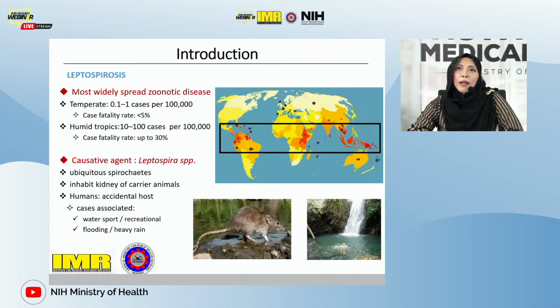Leptospirosis is the most widely spread zoonotic disease worldwide. The highest disease burden is in the temperate and tropical regions, where the case fatality rate ranges from 5 to 30%. The causative agent is Leptospira species, which can be found in the environment and also in the kidneys of carrier animals. Humans can be infected by direct contact with the carrier animals as well as direct contact with water and soil contaminated by their urine.